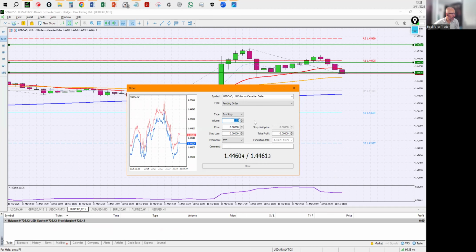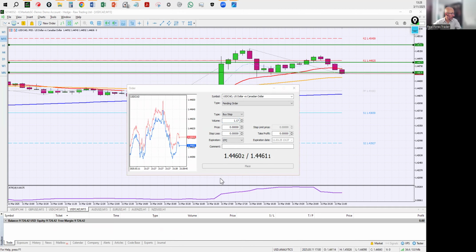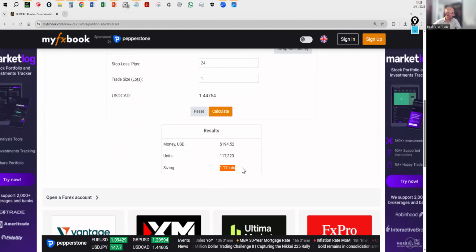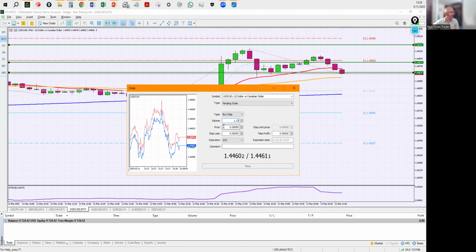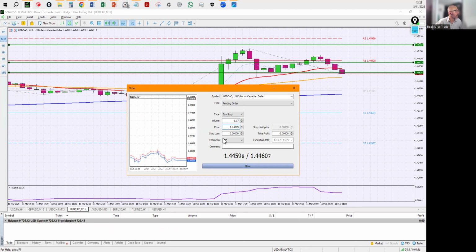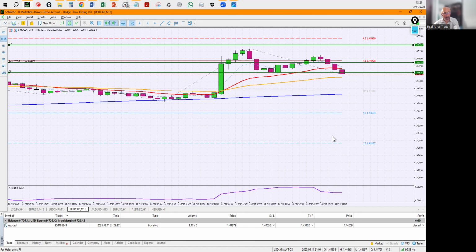So I just changed this one for 1.17, right? Confirm? Yes, 1.17 lots. That's it. Okay. My entry price, all right, my entry price is 44,879. Okay. My stop loss is 44,636. Okay. And my take profit is 45,302. All right. That's it. So I place it, delete my guidelines, and that's it.